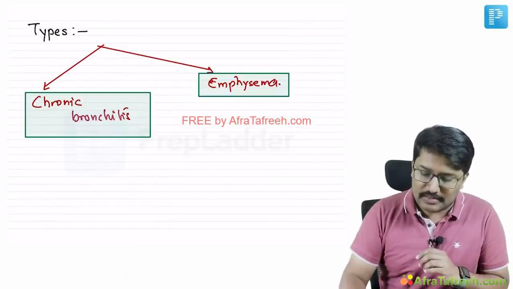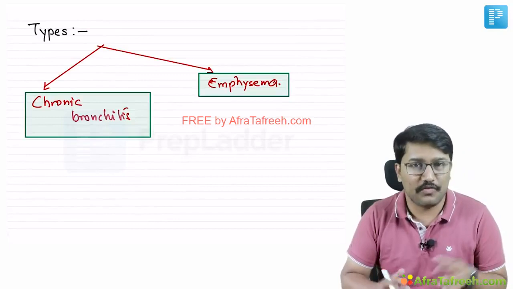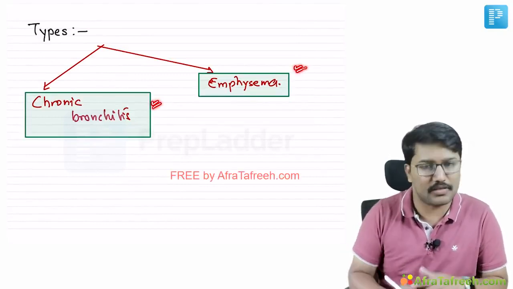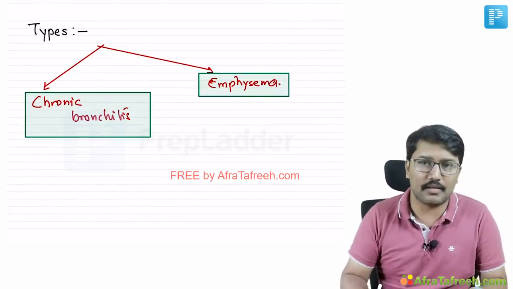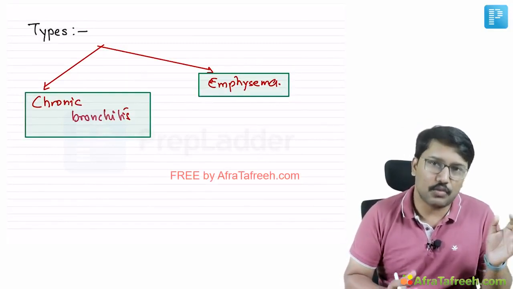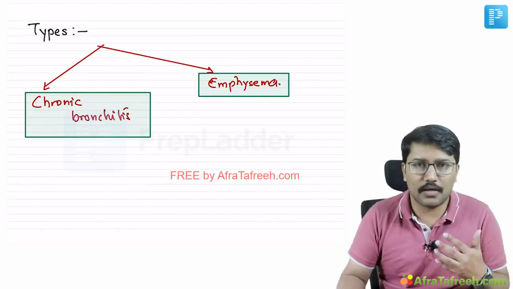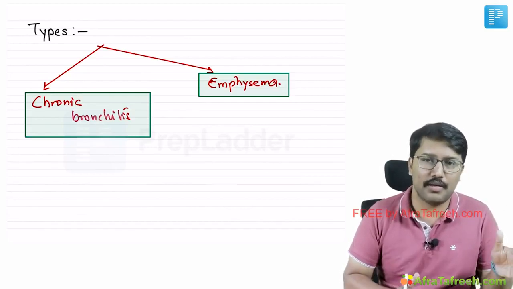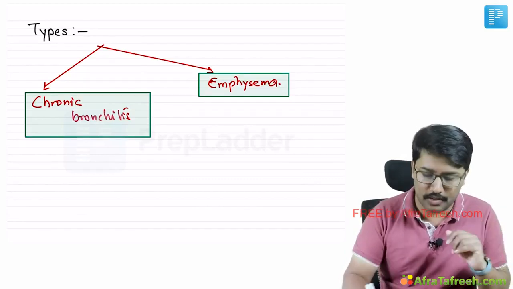Now, the moment I say COPD, we know that there are two phenotypical variants. One is chronic bronchitis and the other one is emphysema. And all of us are also familiar that most of the patients that we see in today's clinical practice have a significant overlap of features. It is very difficult to see patients with the pure emphysema variant of COPD or patients with pure chronic bronchitis variant of COPD.